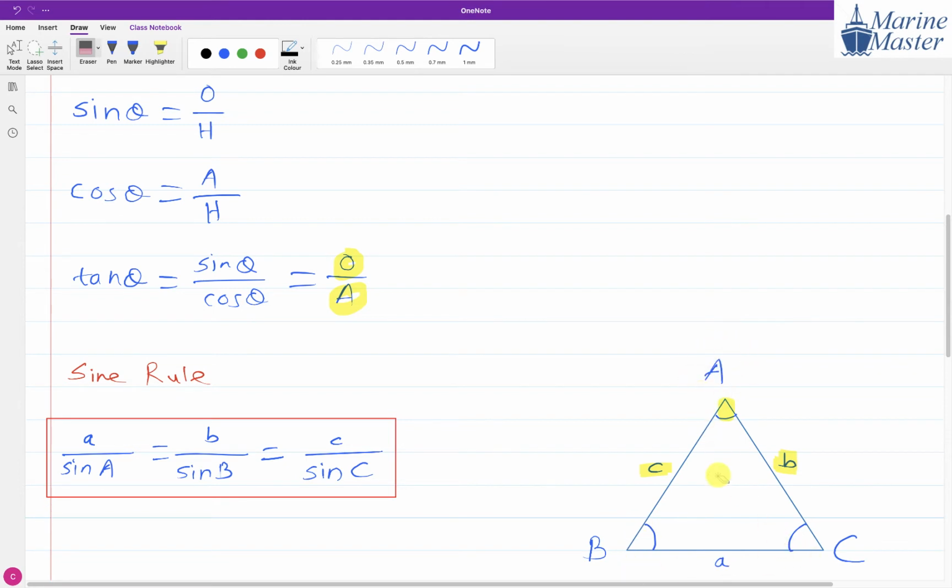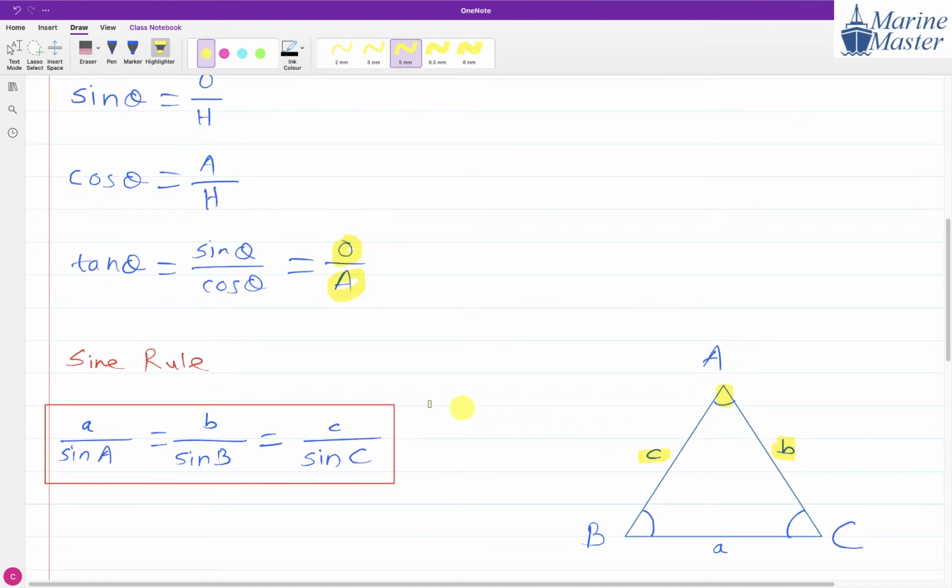Opposite to the angle A, we have side A. Opposite to the angle B is side B. Opposite to the angle C is side C. Just observe the things here carefully.